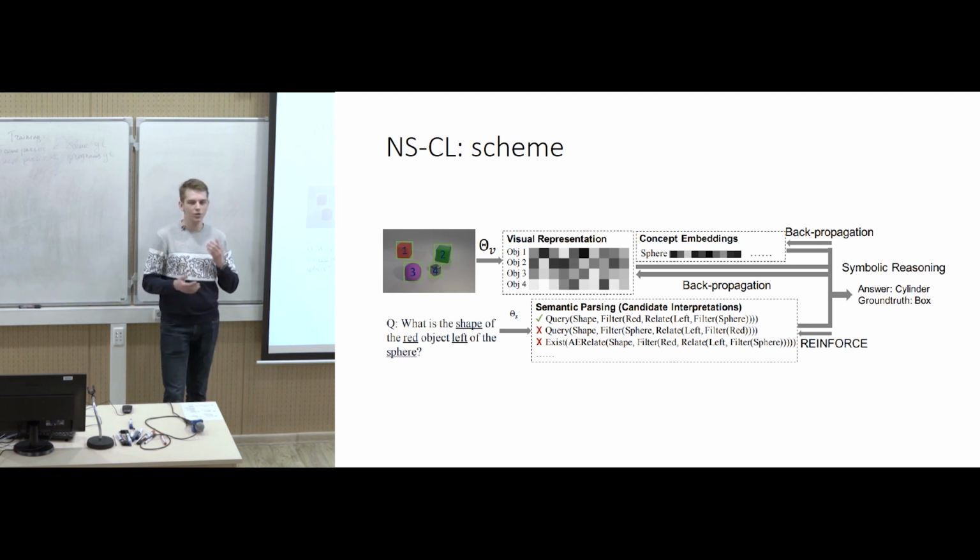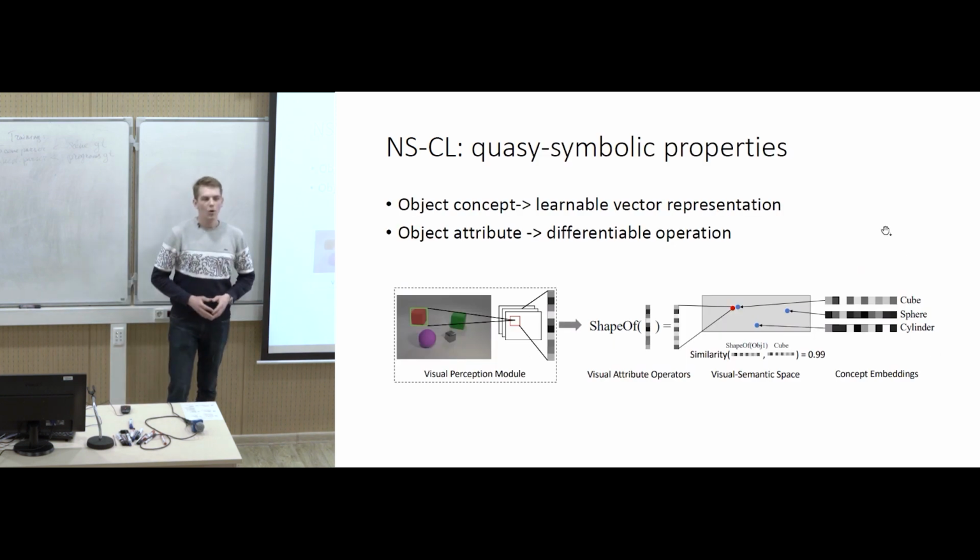We have the scene table, but this time it's a set of vector embeddings corresponding to all of the objects. So we have a program and a set of embeddings of objects, and we just evaluate our program, our differentiable program executor, on the scene representation in a latent space. The authors called it a quasi-symbolic executor, and let's talk a little bit about its properties.